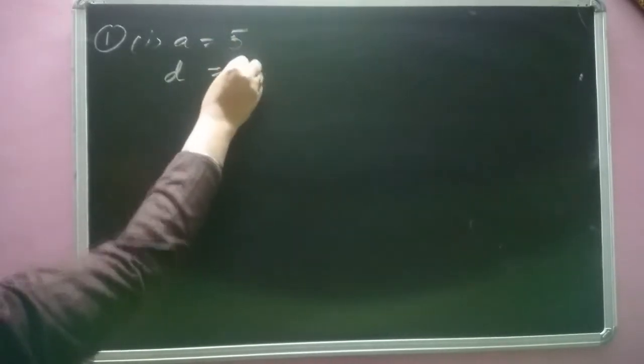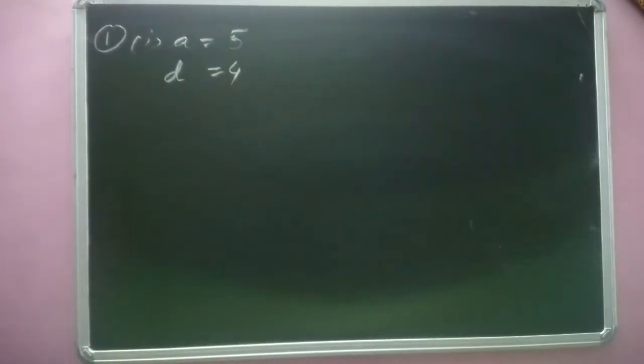In the first question, suppose A and D are given. Directly A and D are given. A is suppose 5 and D is 4. And we have to find the first 6 terms.